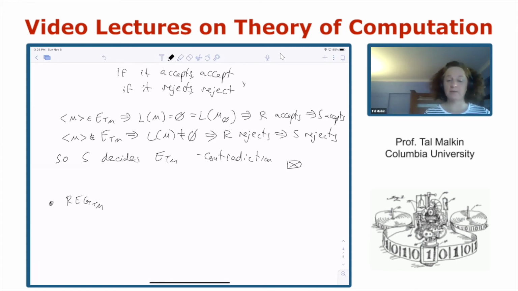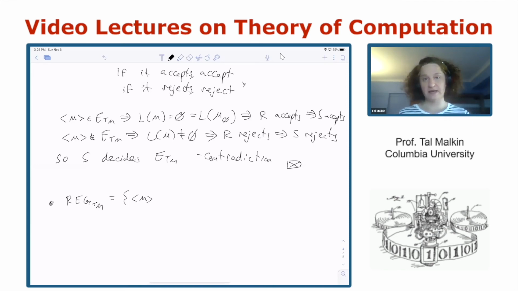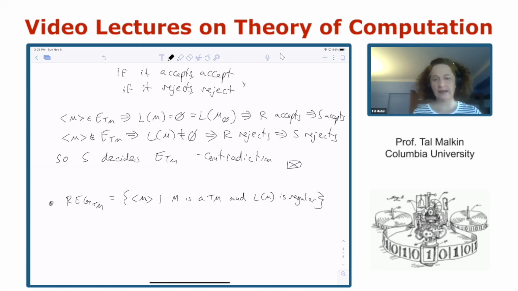So regTM, we're given, this is the language of all encodings M of a Turing machine, such that M is a Turing machine and the language of M is regular. Okay, so note, I'm not talking about being given a DFA. If I'm given a DFA, obviously the language is regular. I'm talking about given a Turing machine, a general program. But I want to know if it happens to be the case that the language recognized by this Turing machine is a regular language or not. And I claim that this is not decidable.